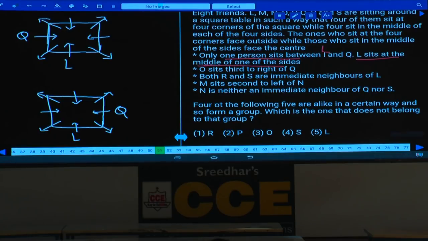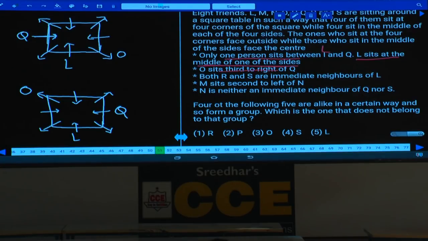L sits at the middle of one of the sides. O sits to the right of Q. As O is seated to the right of Q, and Q is facing towards the center, O will be here. Now Q is facing towards the center, O will be here. O sits to the right of Q.